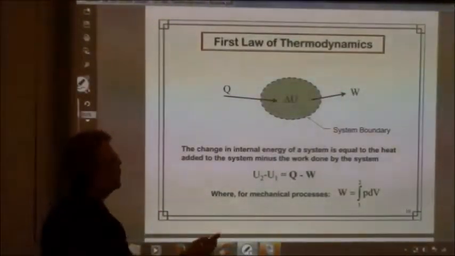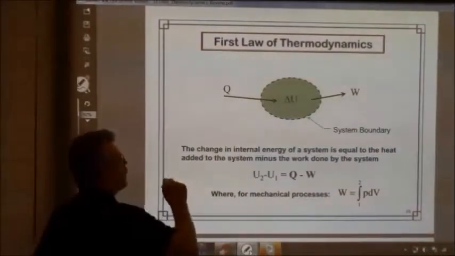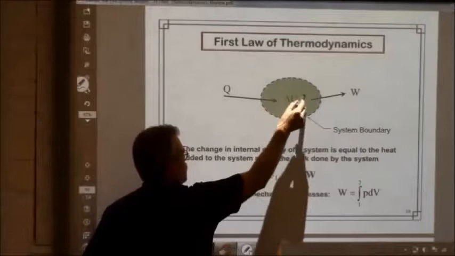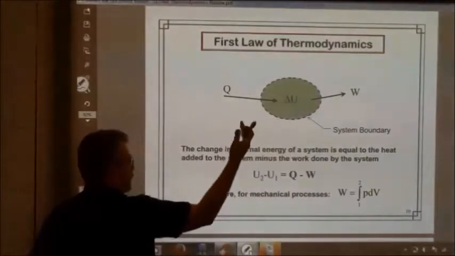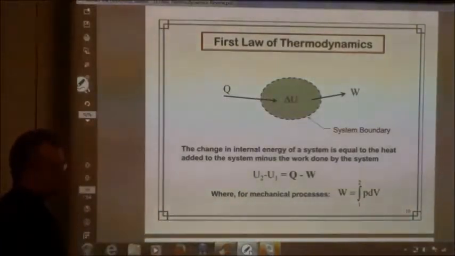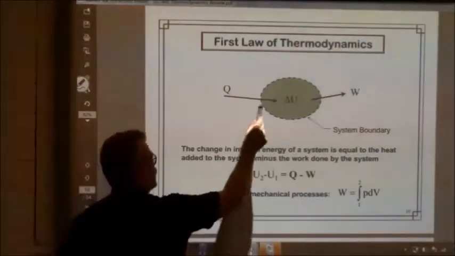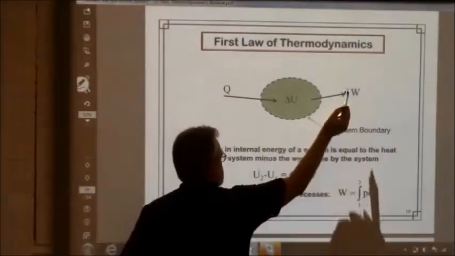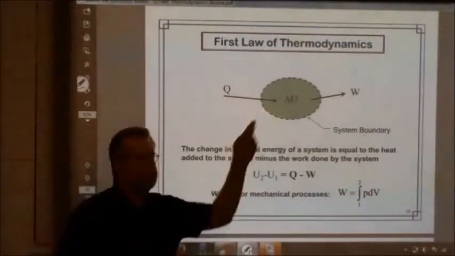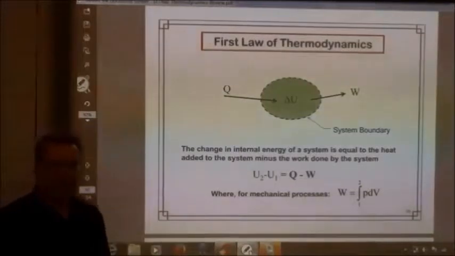So this is what's inside the dotted line. This is the first law of thermodynamics. What we have here is a system, which could be the working fluid in the cylinder, and it is surrounded by the system boundary. I'm adding heat and extracting work, and it is possible that this working fluid also has some change in internal energy.